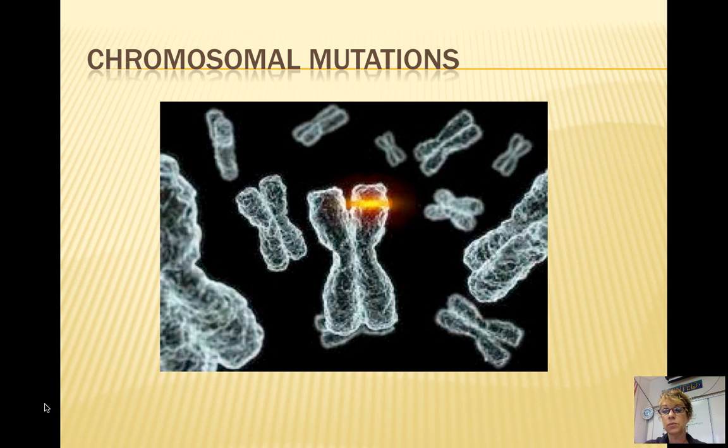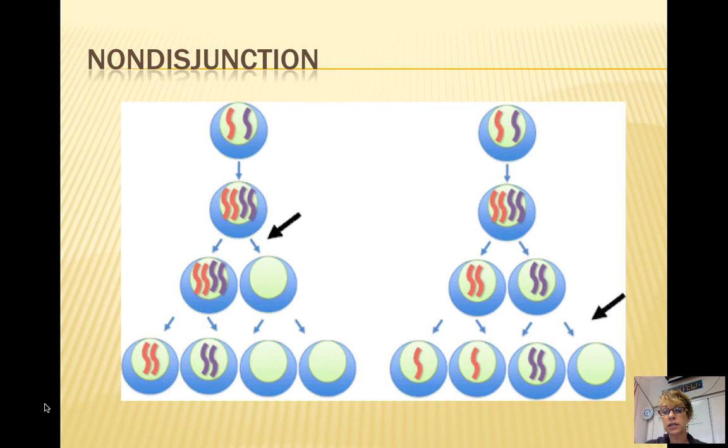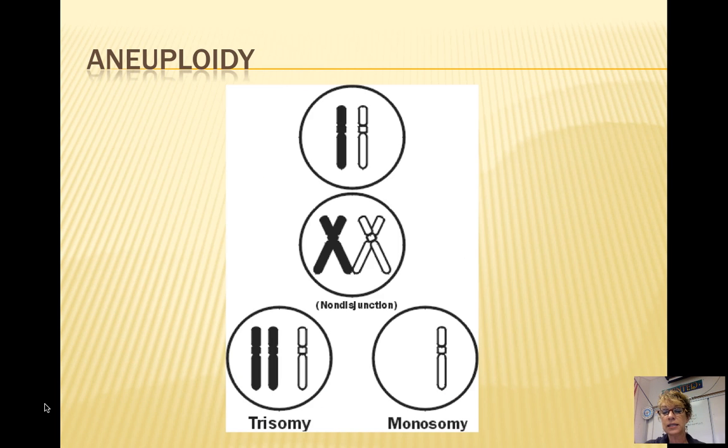There are also chromosomal mutations. These can change the structure of a chromosome, or they can change the number of chromosomes an organism has. Nondisjunction is the failure of homologous chromosomes in anaphase 1 to move apart, or of sister chromatids in anaphase 2 to separate. This results in a gamete having too many or too few chromosomes. After fertilization, the offspring has an abnormal number of chromosomes.